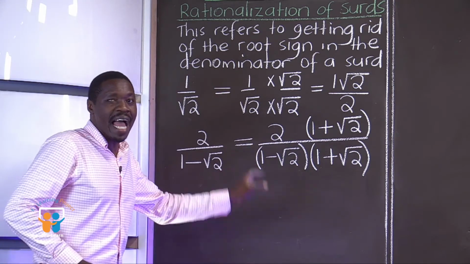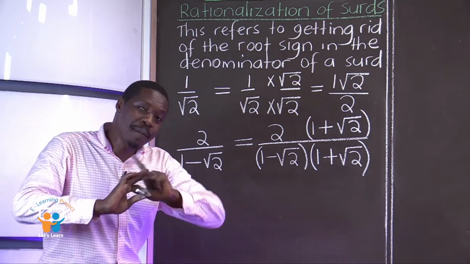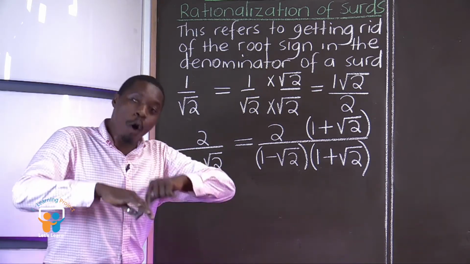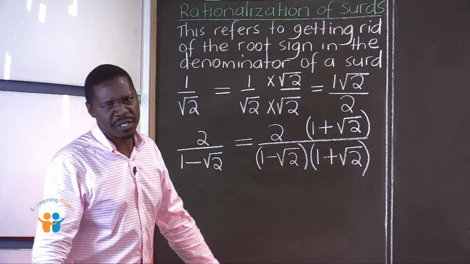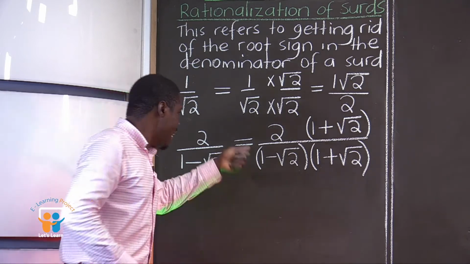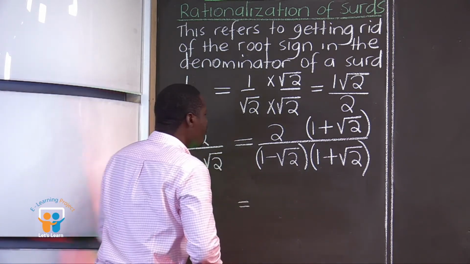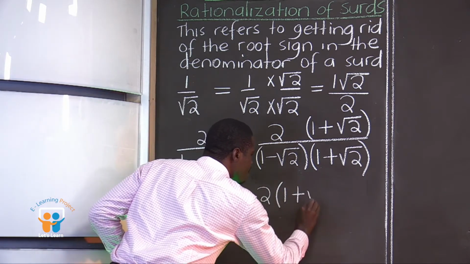What I have done there is called rationalization. What is remaining is simple algebra: multiplying, simplifying, opening the brackets, and collecting like terms. But when it comes to rationalization, it's already done. Mr. Examiner, let's go ahead. We are now having a 2 into 1 plus root 2.